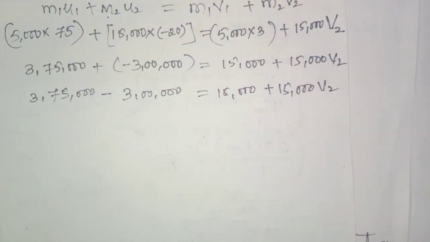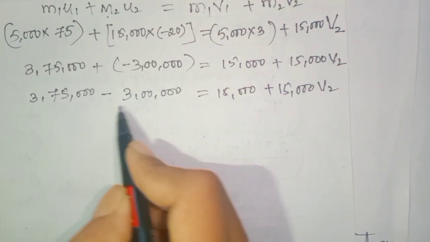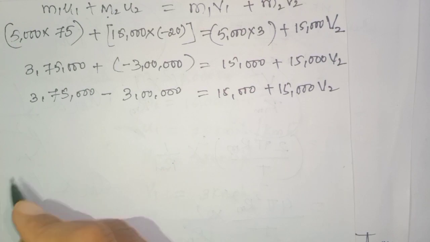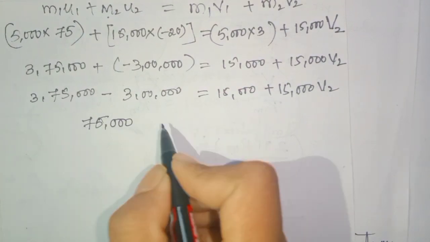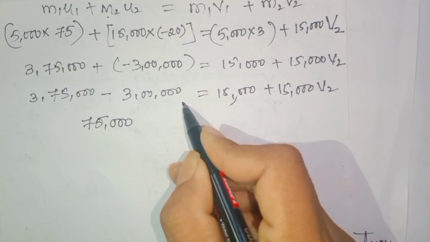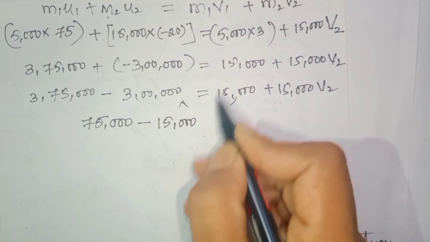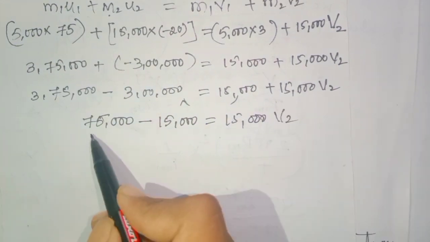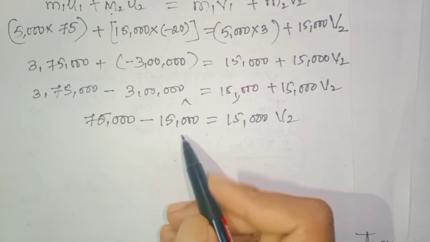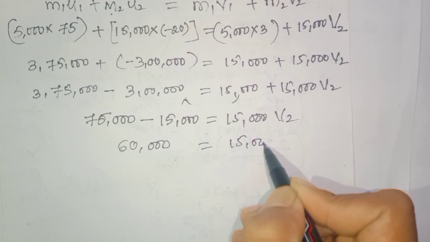Is it clear? So now we will solve the algebraic function, that is 3,75,000 minus 3 lakh, what we will get? We will get 75,000. Okay, now, 75,000 after the subtraction, equal to 15,000, now I'll bring it to the left hand side. If you bring it to the left hand side, what will it become? Minus 15,000, as it is positive, is equal to, what is left, 15,000 V2. Now 75,000 minus 15,000, what is the answer? That is 60,000, is equal to 15,000 V2.